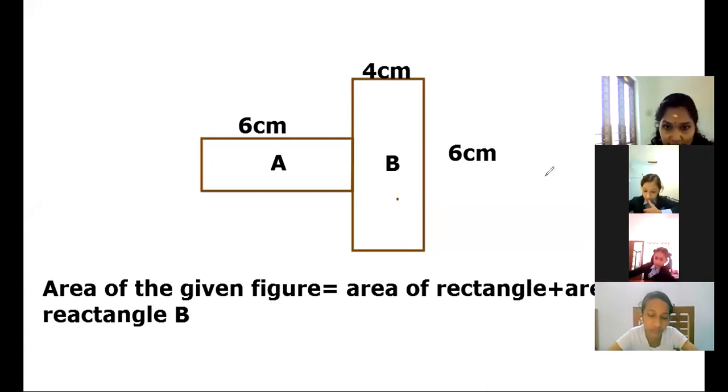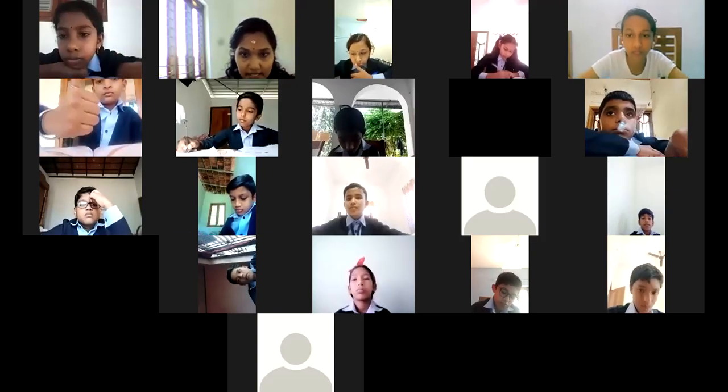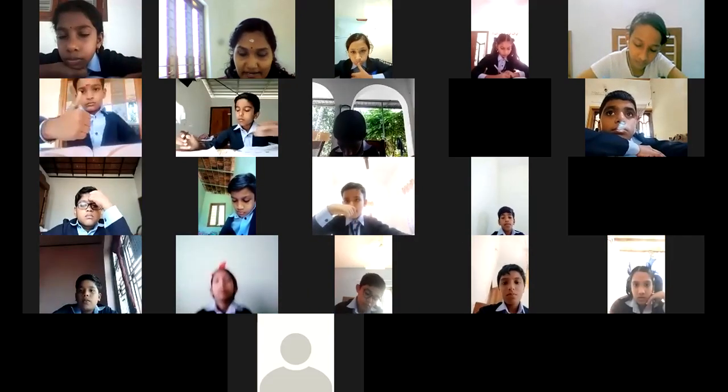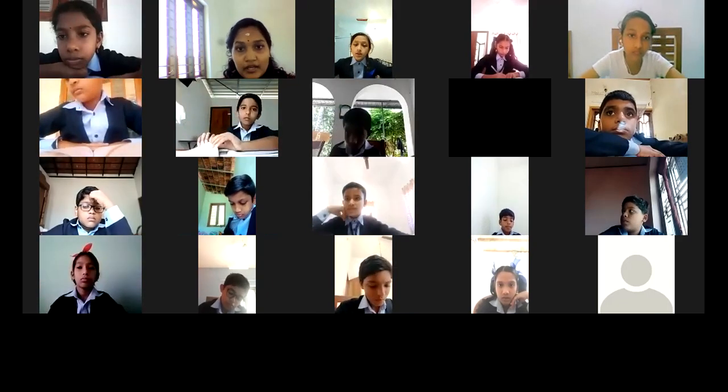Okay, in that figure you can see this line. In your question, that line would not be there. What I have done is draw an imaginary line like this, and I made two rectangles out of that composite figure. Clear, Adidev? Is that clear? Yes. So we got two rectangles, rectangle A and rectangle B.